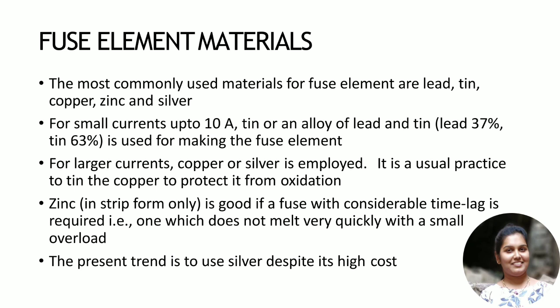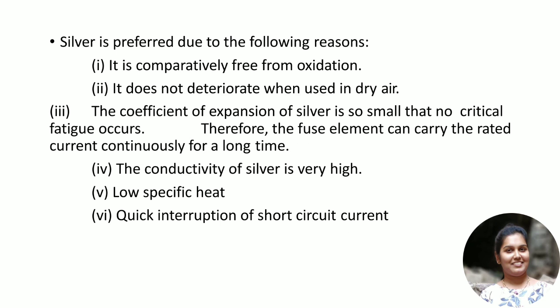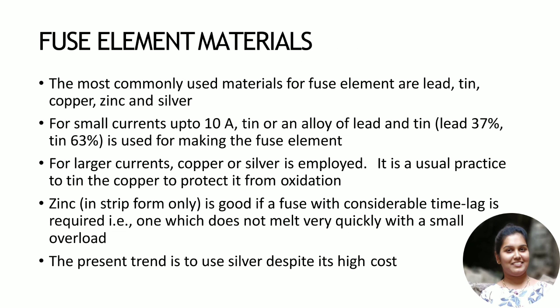Next we'll see what the fuse element materials are. The most commonly used materials for fuse elements are lead, tin, copper, zinc and silver, as I have just told you. For small currents up to 10 amperes, a tin or an alloy of lead and tin is used for making the fuse element. For larger currents, either copper or silver is used.